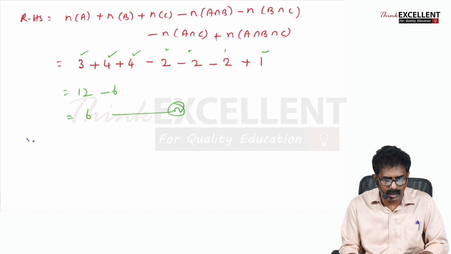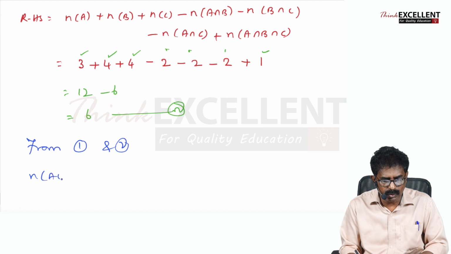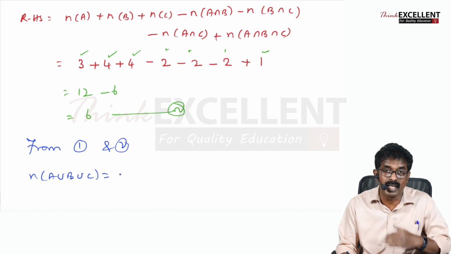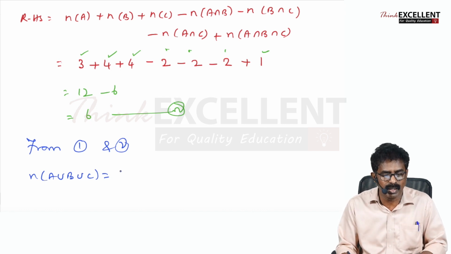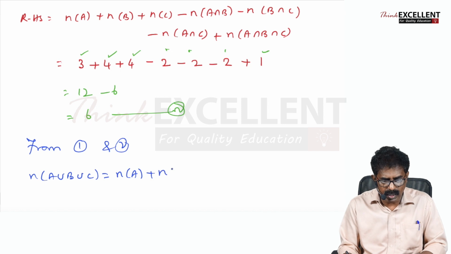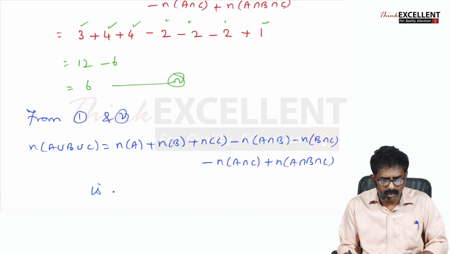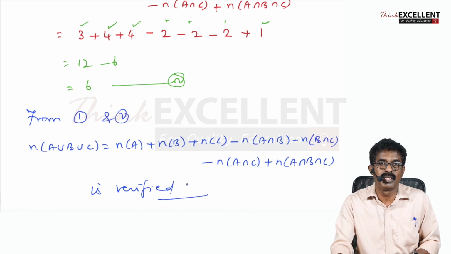So you can say from 1 and 2, n of A union B union C equal to, write that result and you say it is verified. What's the result? Again and again you write, practice. So n of A plus n of B plus n of C minus n of A intersection B minus n of B intersection C minus n of A intersection C plus n of A intersection B intersection C is verified. So like that, one more subdivision, the first subdivision left out, that you can do.